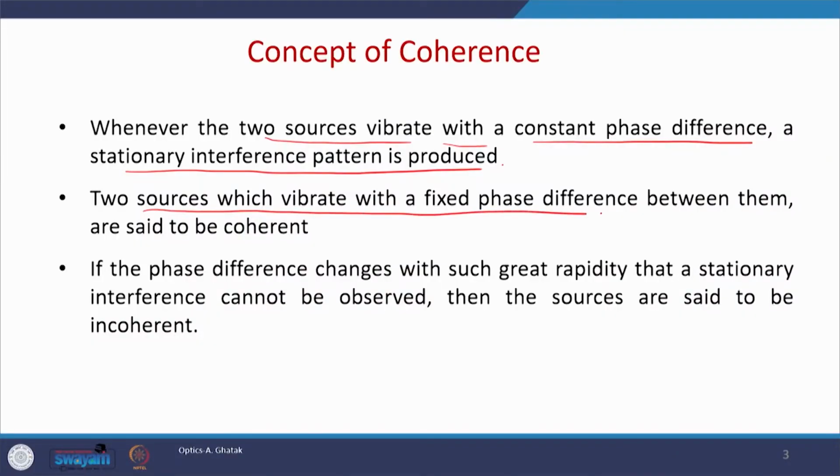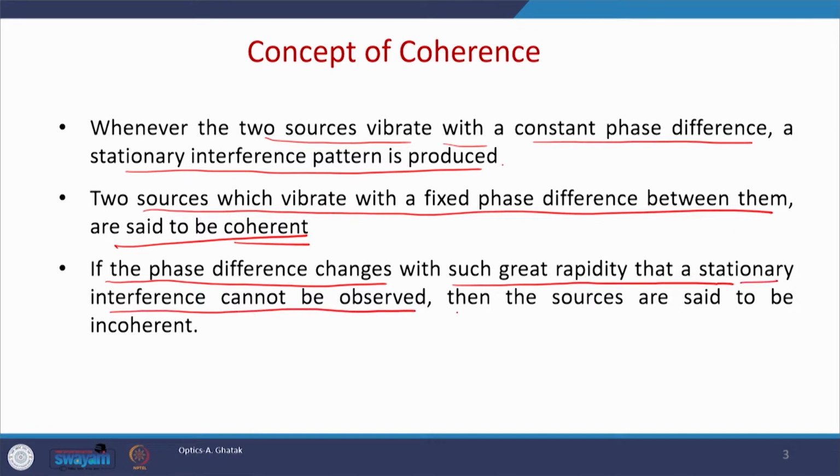Now, two sources which vibrate with a fixed phase difference between them are said to be coherent. This we already know till here. And if the phase difference changes with such great rapidity that a stationary interference cannot be observed, then the sources are said to be incoherent. Because while studying interference, we said that if the constant phase difference is not maintained, then the fringes would not be stationary, and if this constant phase difference between the sources is maintained, then the fringes would be stationary.